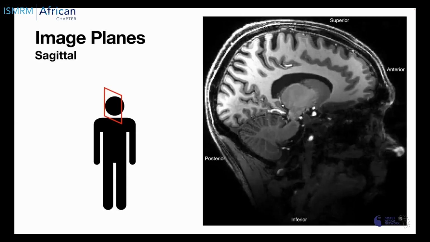And finally, the sagittal plane is slicing. Imagine a slice now placed between your eyes, down, cutting across your head. And in this sagittal image, we can see the superior and inferior regions again, top and bottom, and then the anterior and posterior, so the front and back regions.